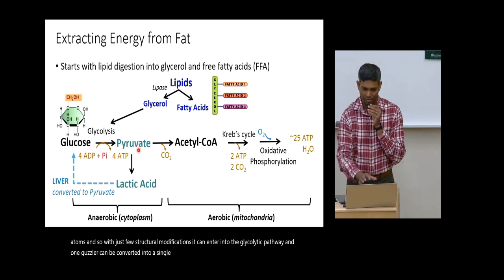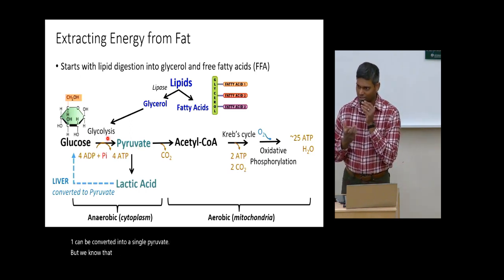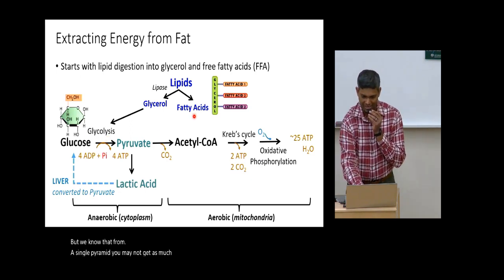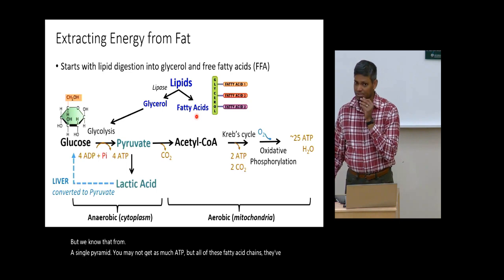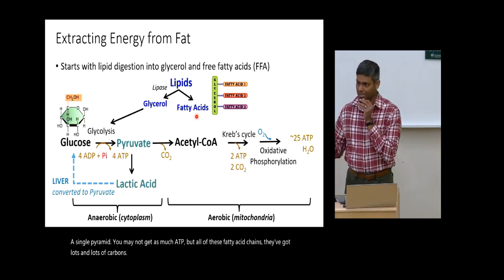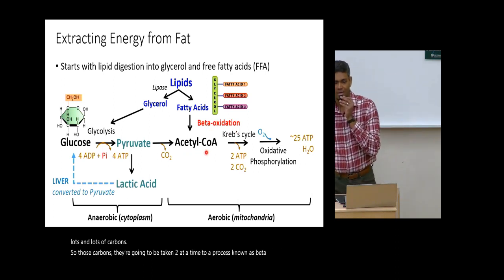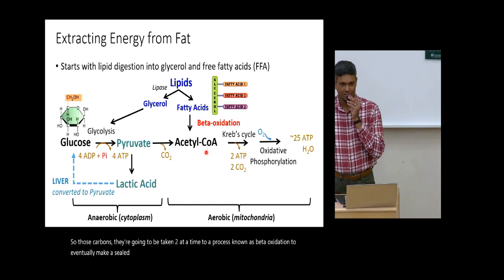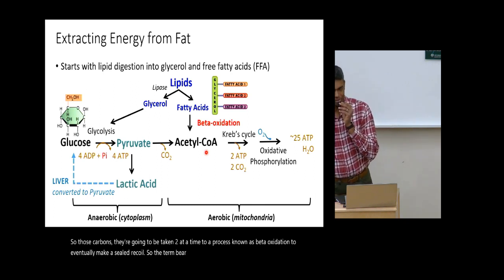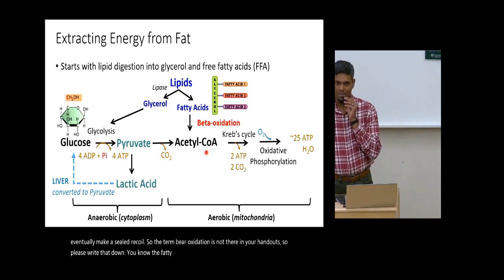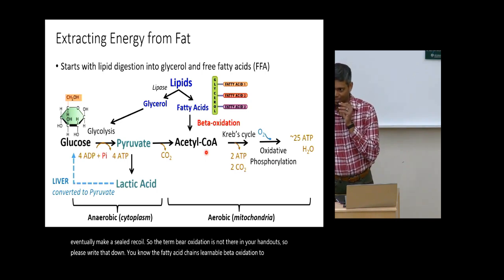But we know that from a single pyruvate, you may not get as much ATP. But all of these fatty acid chains have lots and lots of carbons. So those carbons are going to be taken 2 at a time through a process known as beta oxidation to eventually make acetyl-CoA. The term beta oxidation is not in your handouts, so please write that down. The fatty acid chains will undergo beta oxidation to form acetyl-CoA.